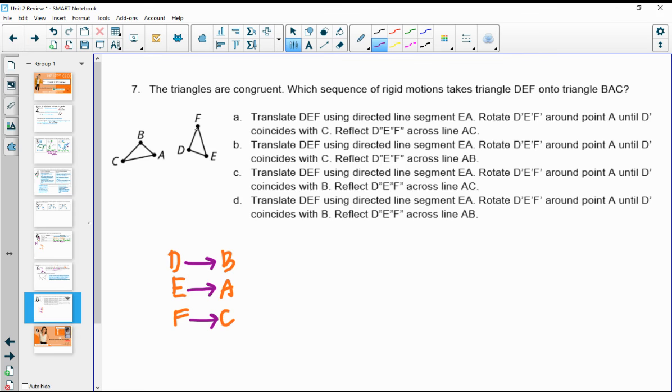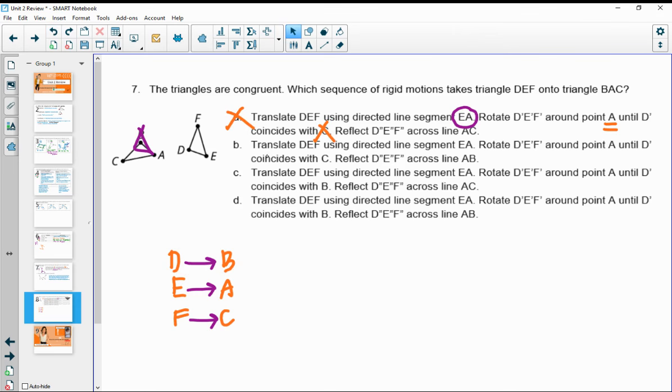So translate triangle DEF using directed line segment EA. This is putting E onto A, so that's good. They had us move E onto A. Then it says rotate around point A, which is what we got together, so that's good, until D coincides with C. That's not what we want. We want D to coincide with B. So this is bad. So A is wrong.